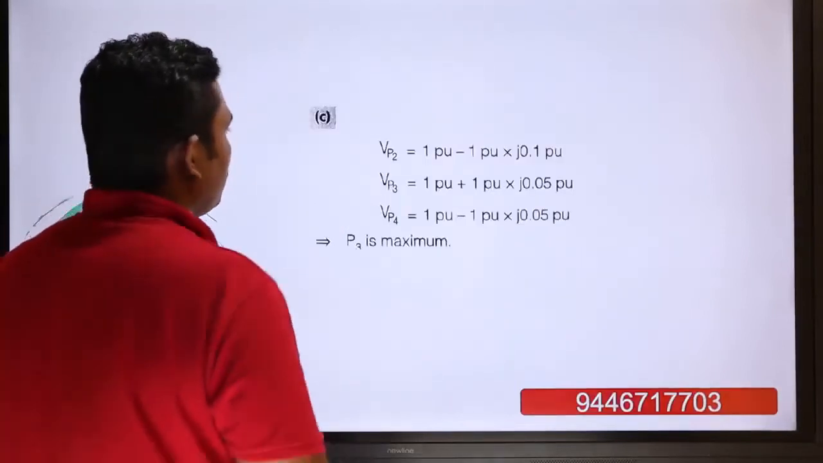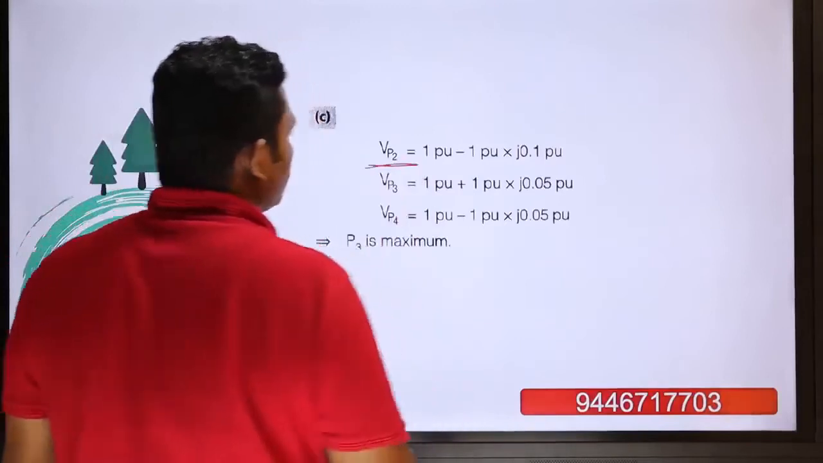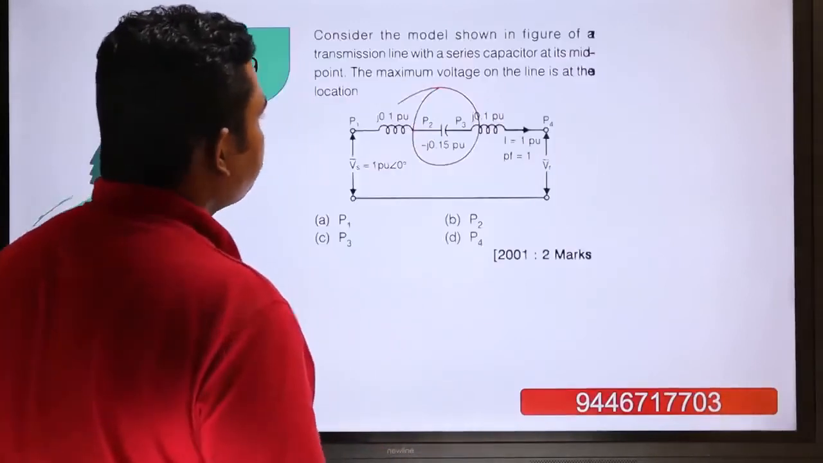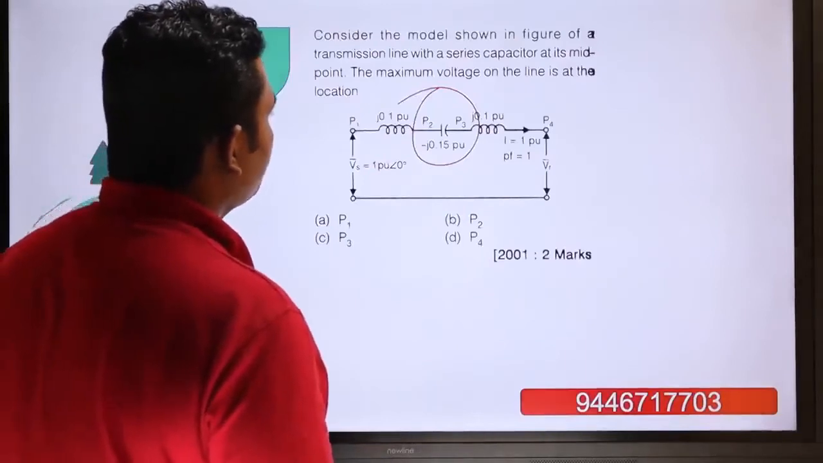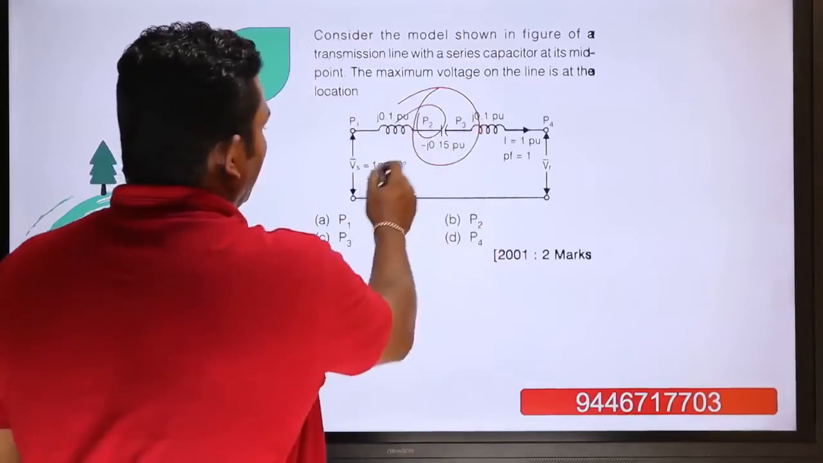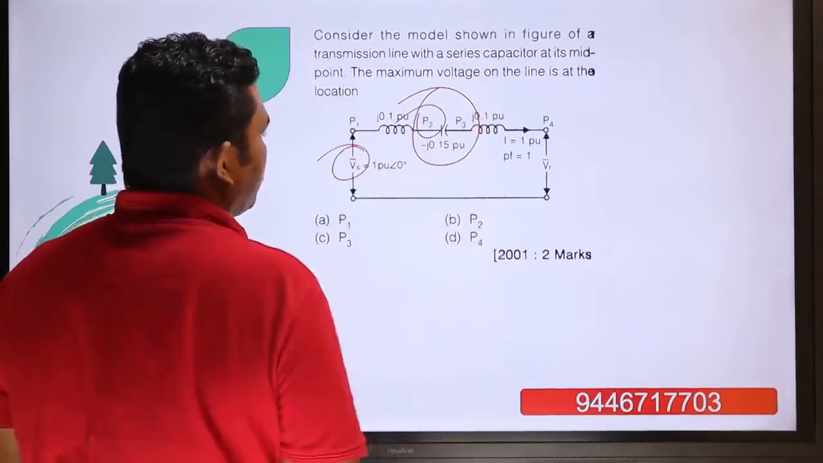Here we can see what is the voltage at point 2. Voltage at point 2 is equal to, what is point 2? This is point 2. So what is the voltage at point 2? It is 1, because the sending end voltage is equal to 1 per unit angle 0.